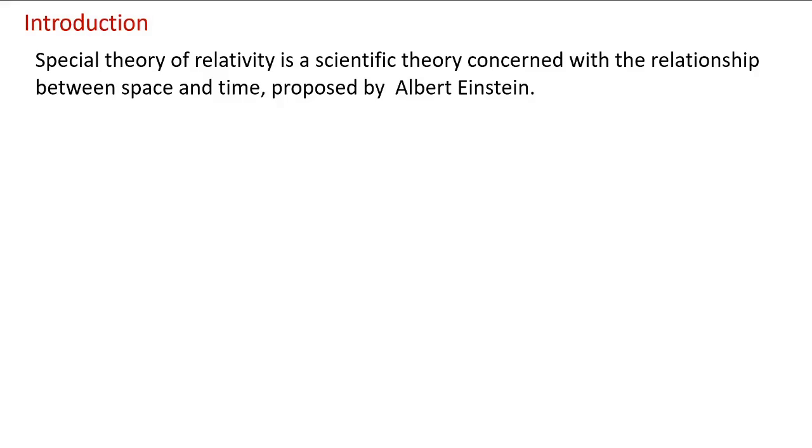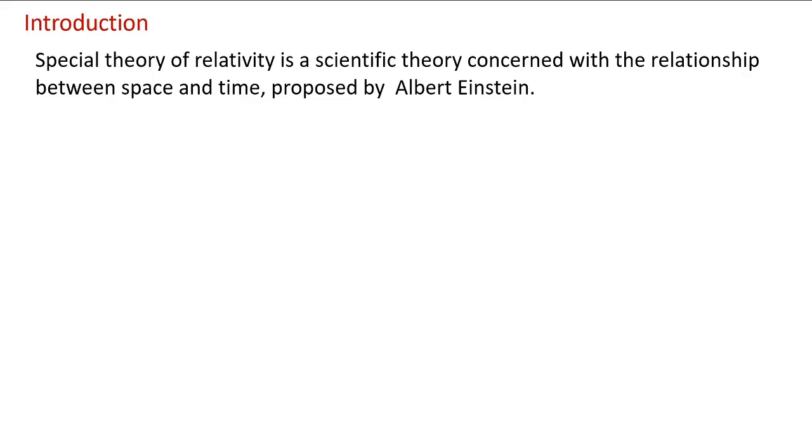First, we will discuss some basics relating to this theory. Special theory of relativity is a scientific theory which is concerned with the relationship between space and time, and this theory was proposed by Albert Einstein. Albert Einstein proposed two theories. One is special relativity, which applies to all physical phenomena in the absence of gravity, and another is general relativity, that explains the laws of gravitation and its relation to other forces in nature.